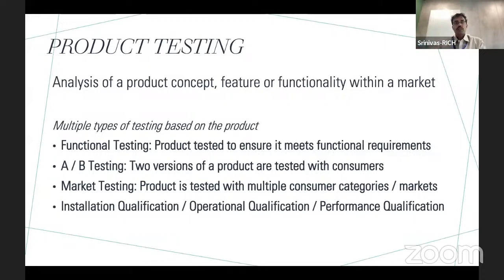Operational qualification is not just installing, but then qualifying the product for the operational parameters that we had earlier agreed upon. And finally, performance qualification is then pushing the product to the peak performance, fine-tuning and getting the peak performance from the product. Okay.